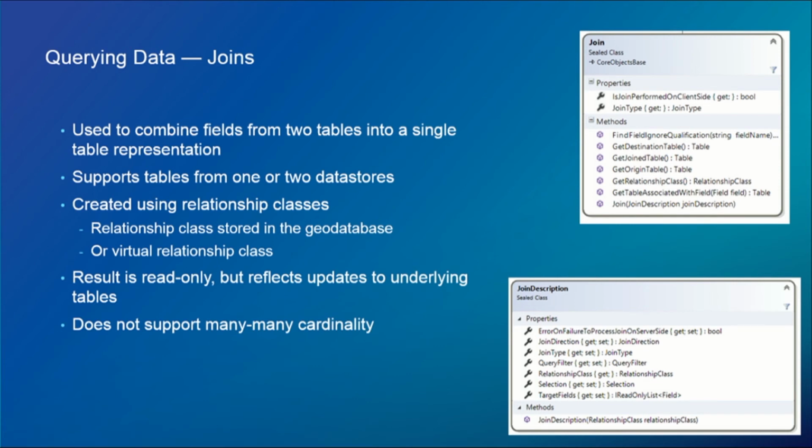So whenever possible, if you're doing a query against a single data store, we're going to offload that query onto the server. Obviously, if you're doing two data stores, all that data has to be brought down to the client. We do the join on the client side. Worth pointing out that a join is read-only, but it will change as the underlying data is changed.